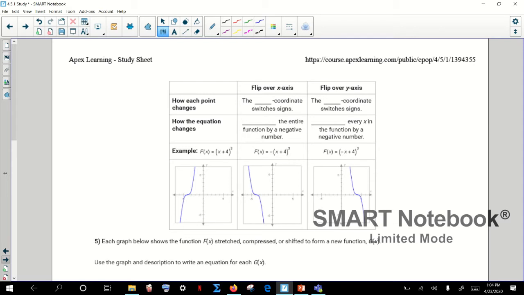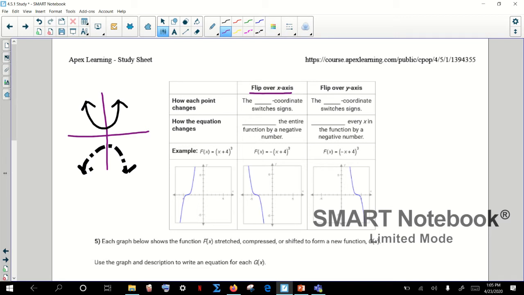Okay, so now let's look at flipping over the x-axis. When we take a function, let's say it looks like this, and we want to flip it over the x-axis, it's going to look like that, right?